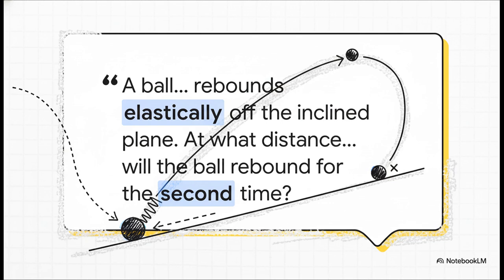So here it is, the problem statement word for word. It's pretty short, but there's a lot packed in there, right? We've got a free fall, then a perfect elastic bounce, and then it turns into a projectile motion problem, all on a tilted surface. Our job is to figure out exactly how far it goes before it bounces again.